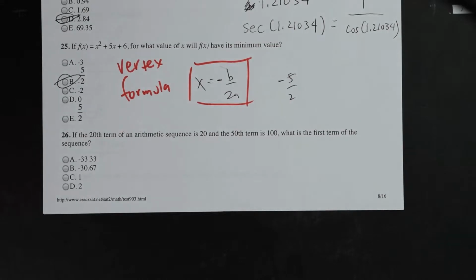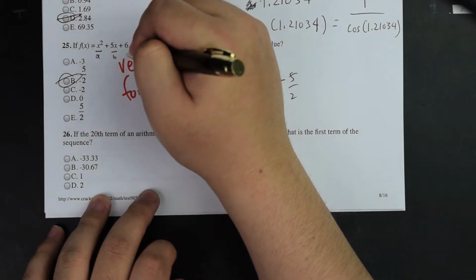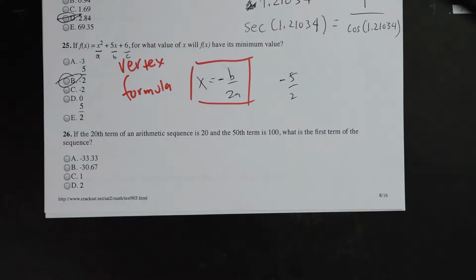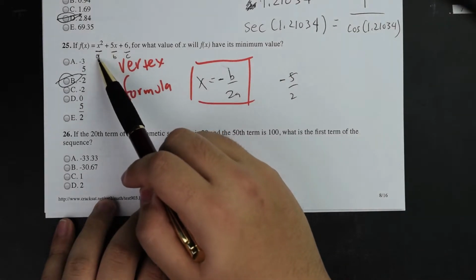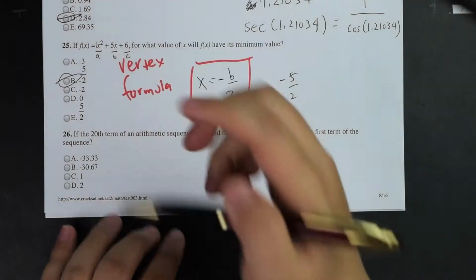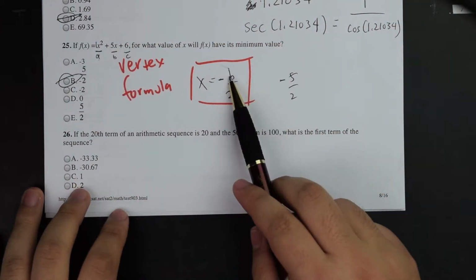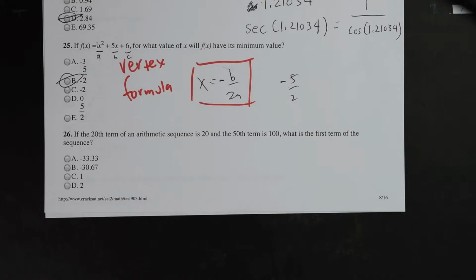Negative b over 2a. What that means is that whenever you have a standard form provided to you, like this question right here, ax squared plus bx plus c, I can use the vertex formula, which helps me find the vertex, which is either the highest or lowest possible point in a parabola. For this question, my a value is going to be 1, because in front of the x squared there's an imaginary 1 as the coefficient. And b is going to be 5. So I plugged in b as 5 and a as 1, and my final answer is going to be negative 5 over 2.